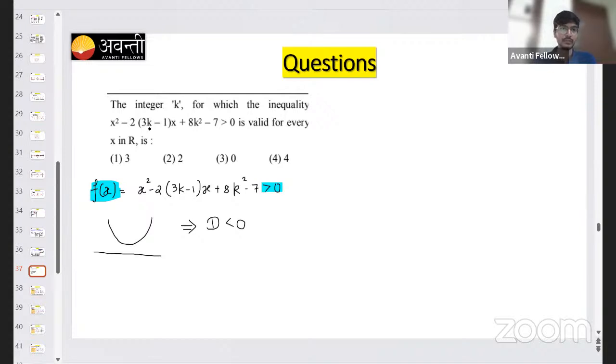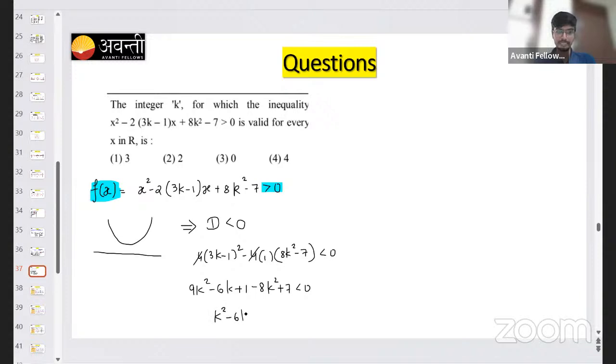Integer value of k. So b square will be 4 into (3k minus 1) the whole square minus 4 into a, which is 1, into c, what is c? 8k square minus 7, is less than 0. You can cancel out 4, bracket of (a plus b) the whole square, a square minus 2ab plus b square, minus 7 less than 0.